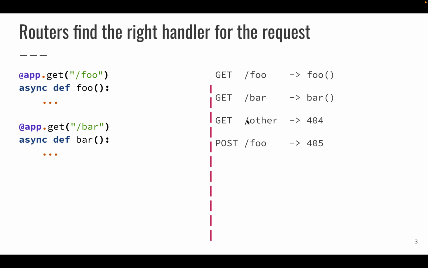In addition though, if a request comes in that's GET /other, i.e. something that's not been defined, the router should return a 404 response, so that's the status code, i.e. not found. And interestingly, if a request comes into a path that matches, but the method does not, the router should return a 405 response, i.e. method not allowed. So this is the basic functionality of a router and what a router does. But it does more than that.